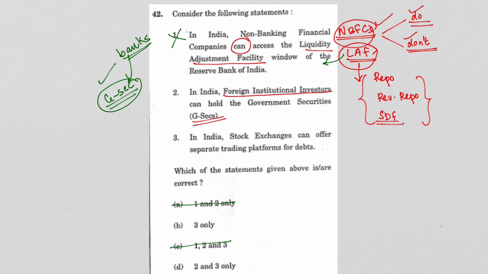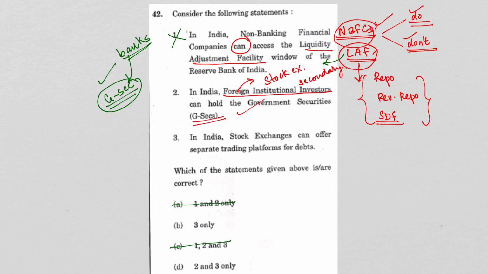What are foreign institutional investors? These are investors who invest in the secondary market through stock exchanges. So stock exchange, again secondary market. Now there is no bar for the FIIs or foreign institutional investors to hold government securities or to buy government securities. So this is a correct statement, and the third one should be obviously correct, but still we'll see.